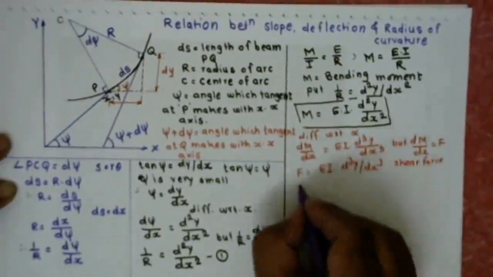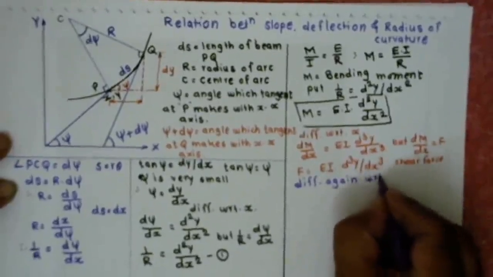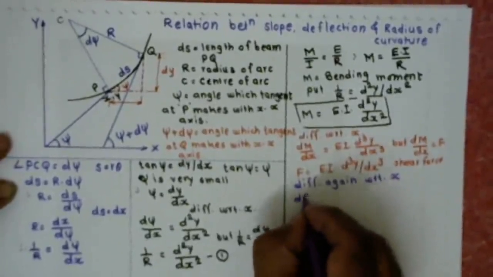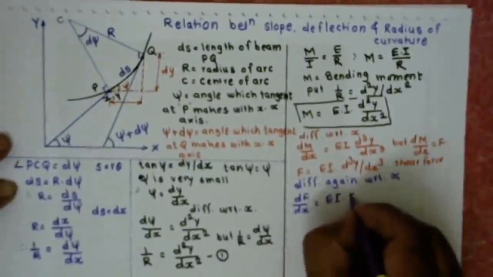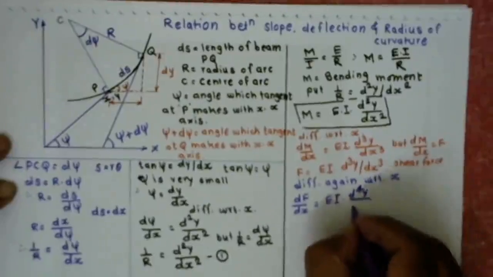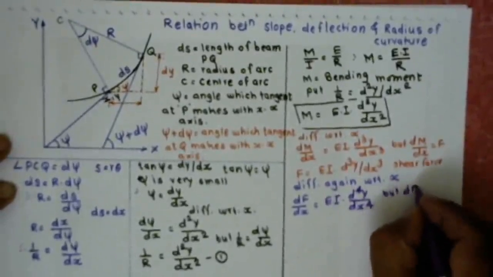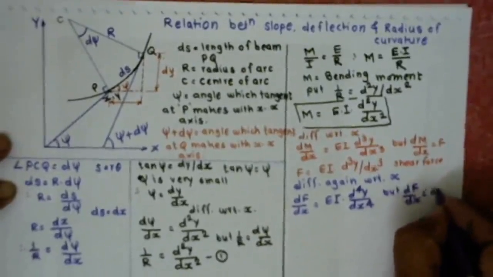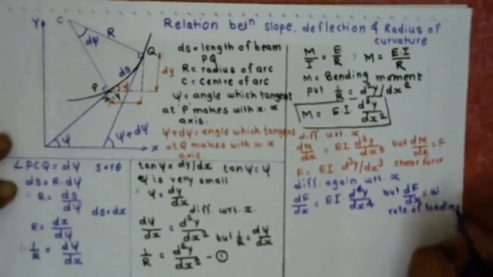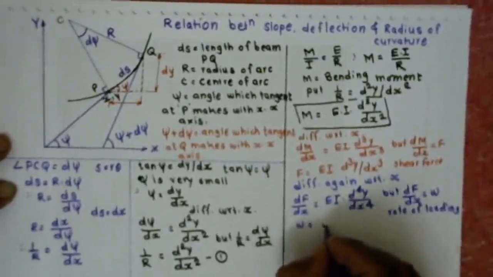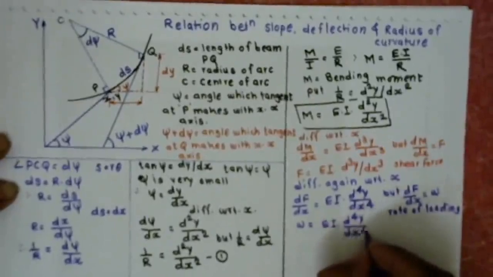Again we will differentiate this equation with respect to x. That becomes dF upon dx is equal to EI, which remains constant, into d raised to 4 y upon dx raised to 4. But dF upon dx is equal to w, that is the rate of loading. So the rate of loading w is equal to EI into d raised to 4 y upon dx raised to 4.